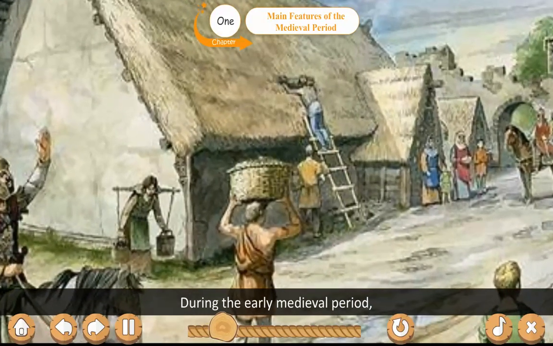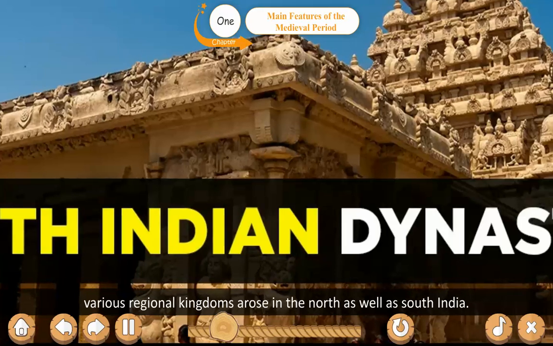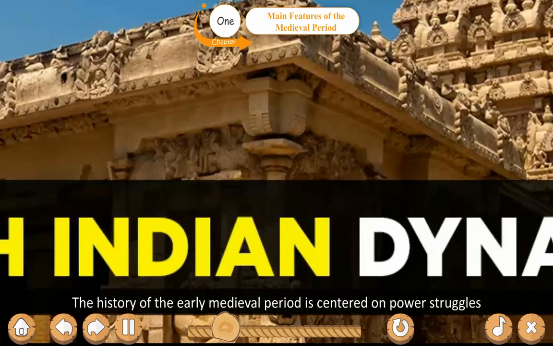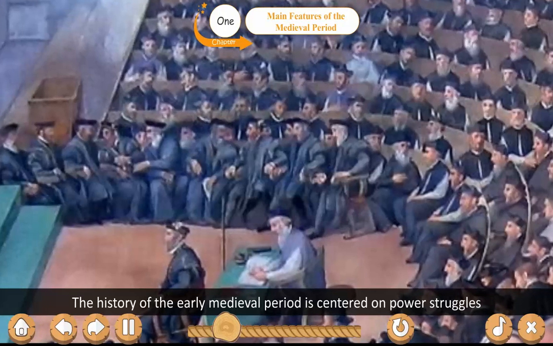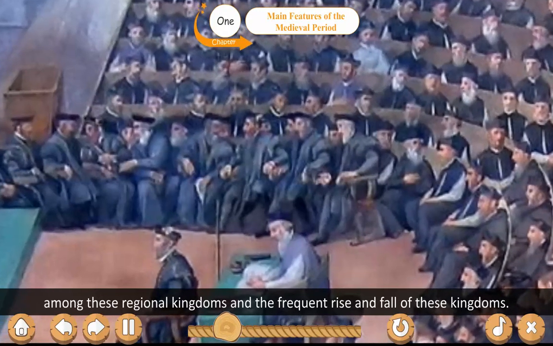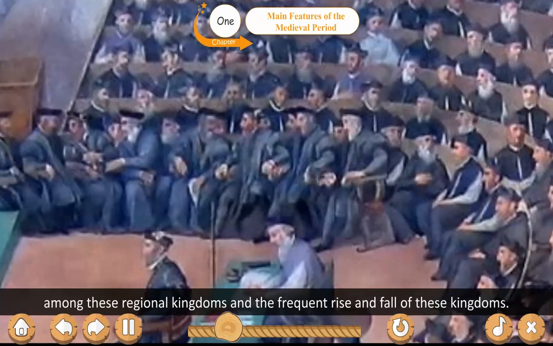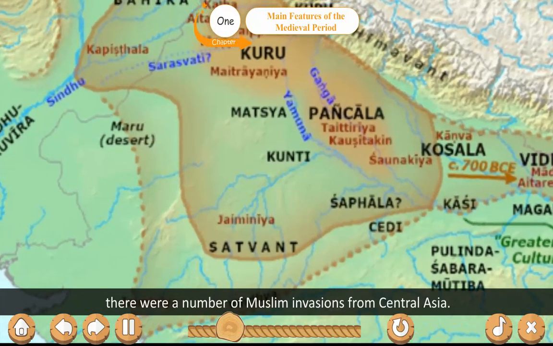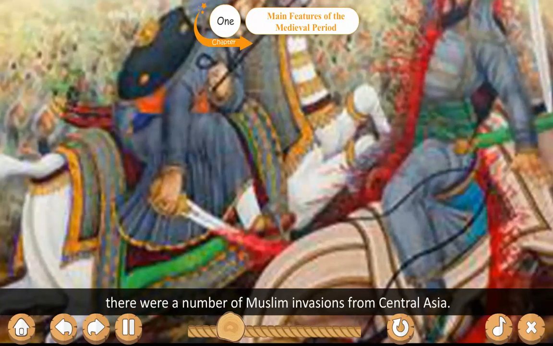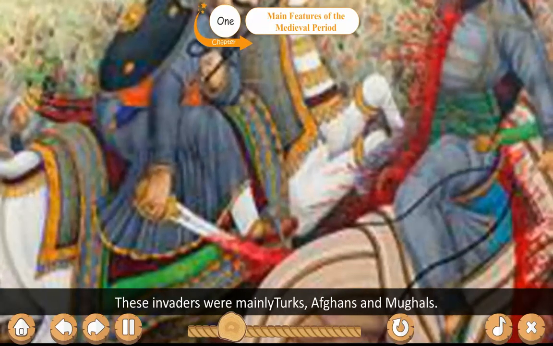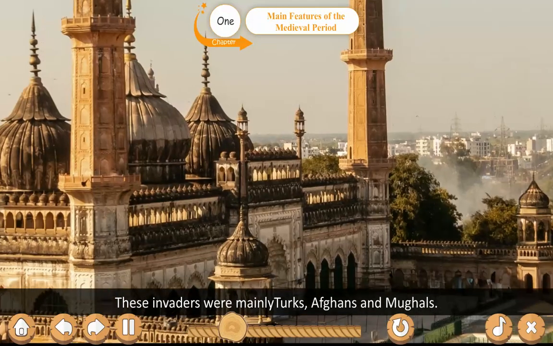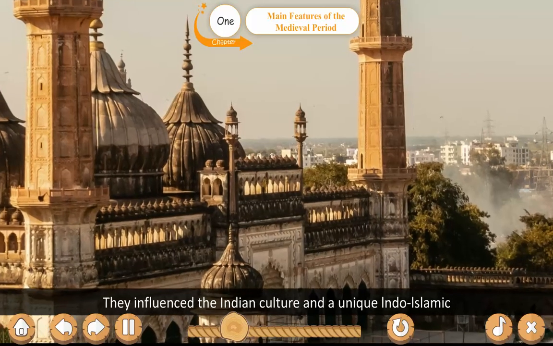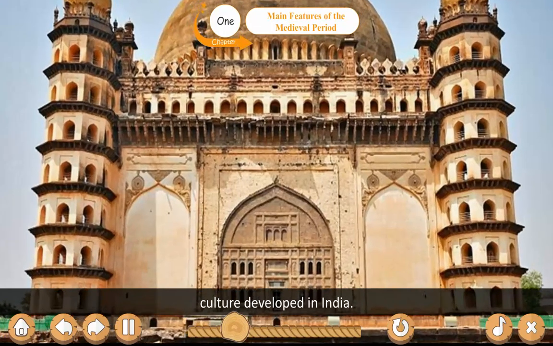During the early medieval period, various regional kingdoms arose in the north as well as South India. The history of the earlier medieval period is centered on power struggles among these regional kingdoms and the frequent rise and fall of these kingdoms. In the later medieval period, there were a number of Muslim invasions from Central Asia. These invaders were mainly Turks, Afghans, and Mughals. They influenced Indian culture, and a unique Indo-Islamic culture developed in India.